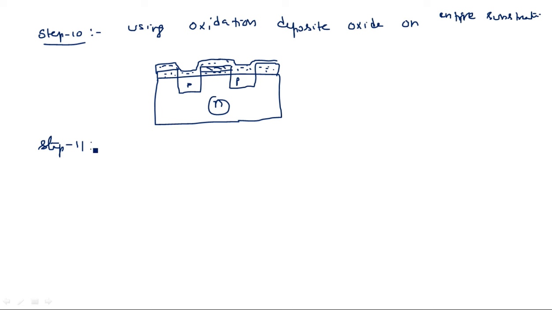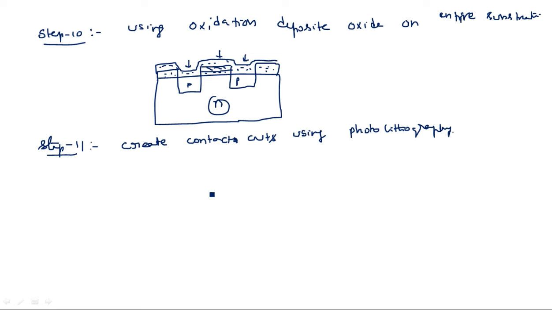Now step 11 is nothing but creating contacts wherever you want to do the metallization. Okay, so contacts we need to create here, here and here. So create contacts; creating contacts is nothing but creating contact cuts. We can call it a contact cut. Creating a contact cut is nothing but removing that oxide layer only in those three areas. Removing is done using photolithography.